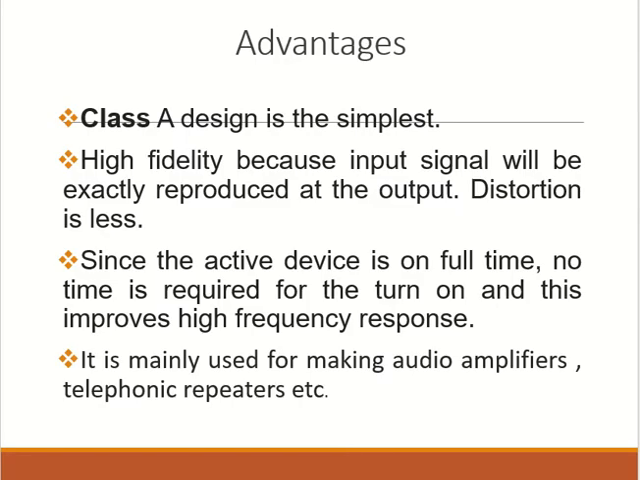So next is, what are the advantages of Class A amplifier? Class A amplifier design is very simple. The second advantage is that in the Class A amplifier, distortion is very less, and the output has high fidelity, meaning the output is the same as the input. And since we are using the Class A amplifier in the active region, no time will be required to turn on, and this also improves high frequency response. Where are we using this audio power amplifier, what are the applications? It is mainly used for making audio amplifiers and telephonic repeaters.